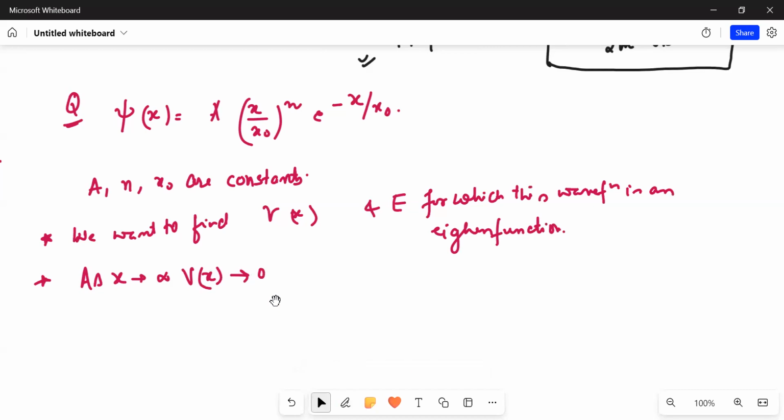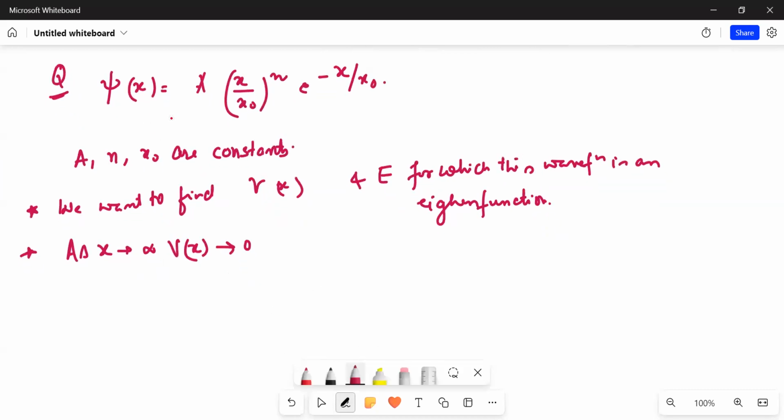Now, how would you approach this question? So clearly, this wave function is not time dependent. We're going to use the time independent Schrödinger equation. Yesterday also we did this question, but somehow there was a problem.